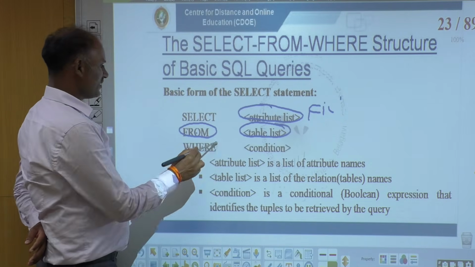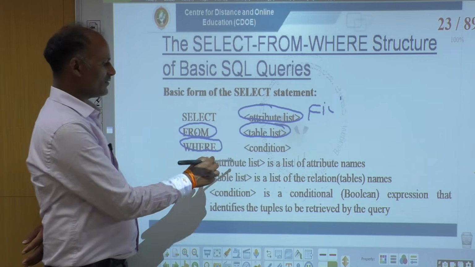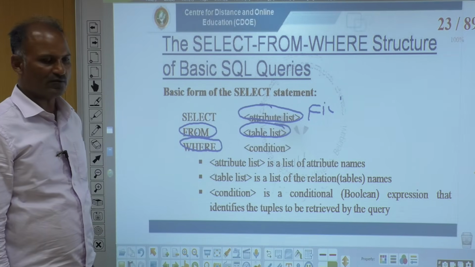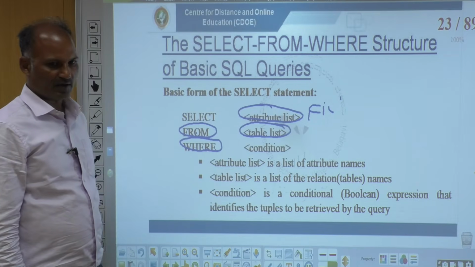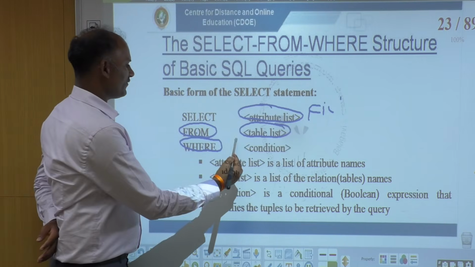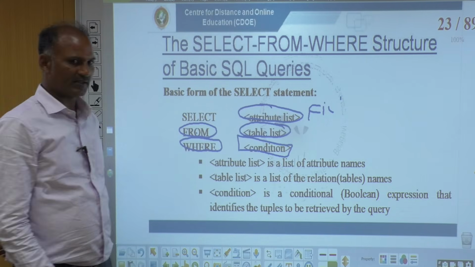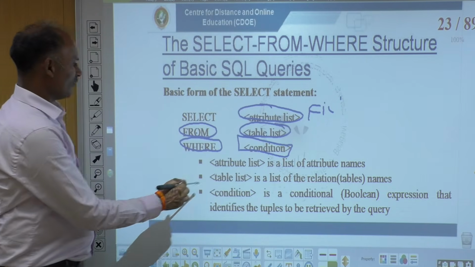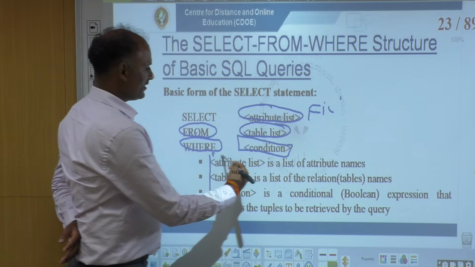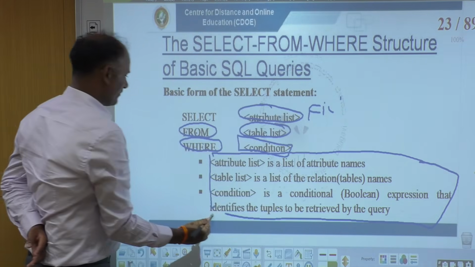So next is where. Where is used to specify the condition. If you want to filter the data from the database based on some condition, then you have to specify the condition based on which you want to filter the data. Then you can display all the information from the database.